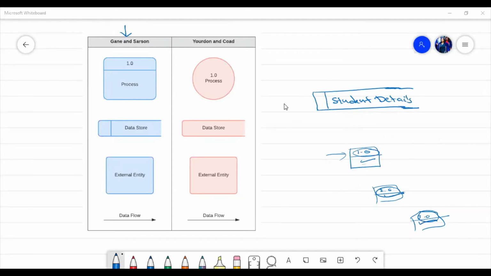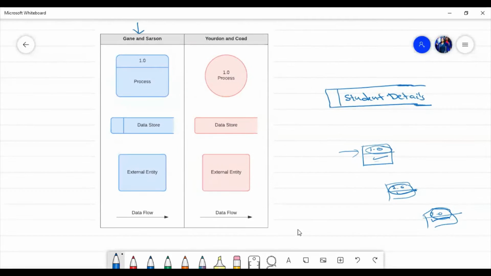Okay. So these are the basic symbols that we are going to use inside the DFD and the context level diagram. As I mentioned earlier, we are going to focus on the Gane and Sarson symbols, not the other one. You can use the other one, Yourdon and Coad, if you want, but make sure you don't mix these 2 symbols. You can't use a mixed kind of symbols when we are drawing the DFD diagram.